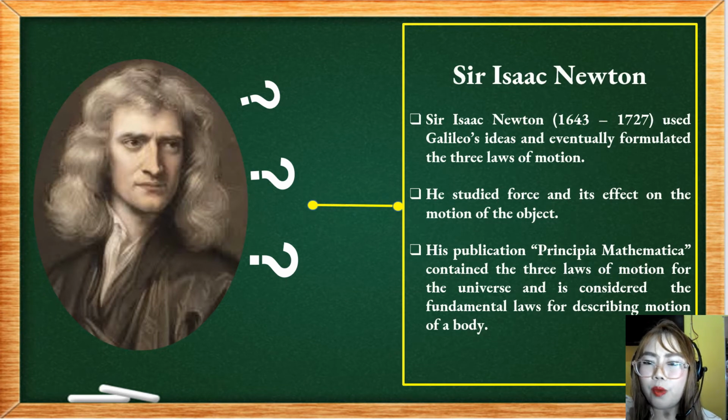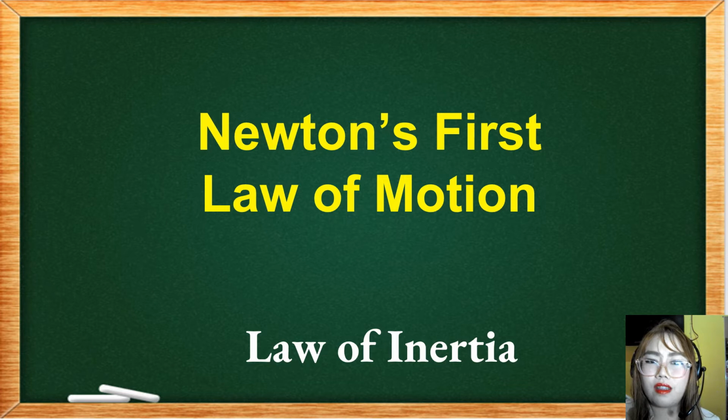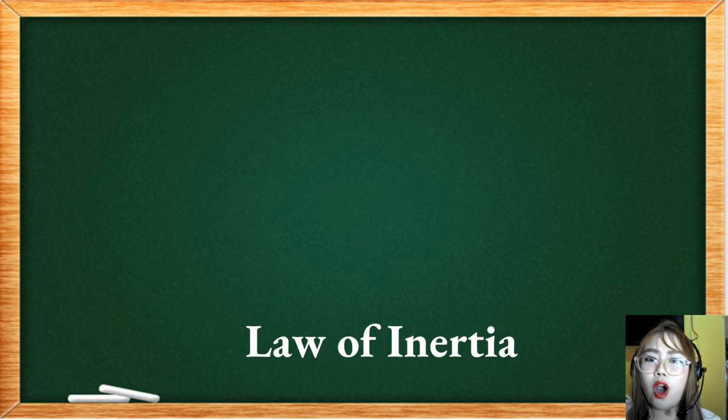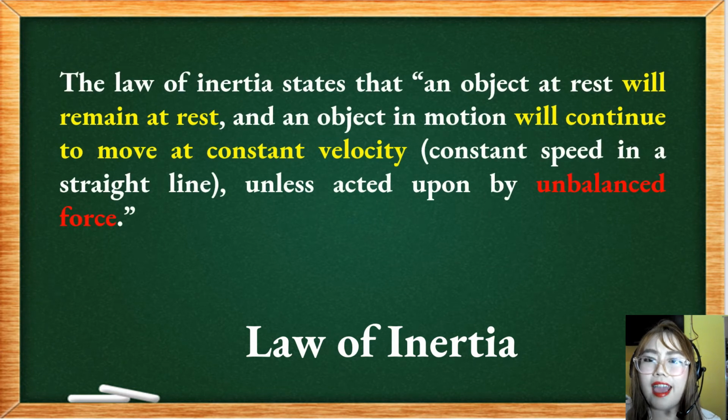Are you familiar with the 3 laws of motion? Let's discuss the 3 one by one. Newton's first law of motion is commonly called the law of inertia. The law of inertia states that an object at rest will remain at rest, and an object in motion will continue to move at constant velocity or constant speed in a straight line, unless acted upon by an unbalanced force.